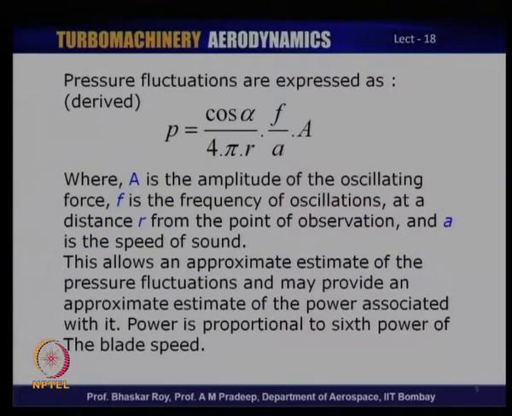The pressure fluctuations that we are talking about, which is the source of noise, can be expressed in terms of certain parameters that are indeed used in the noise capturing or noise measurement, where P is equal to cos alpha divided by 4 pi r into f by a into capital A. Now, capital A here is the amplitude of the oscillating force, in which case there is a pressure fluctuation.